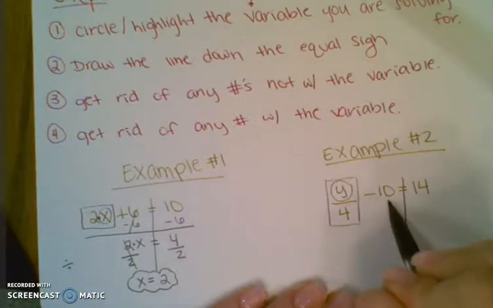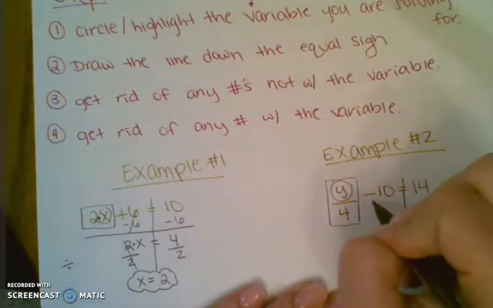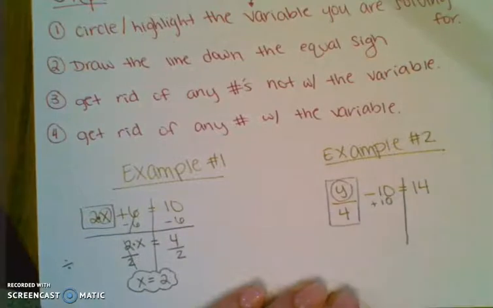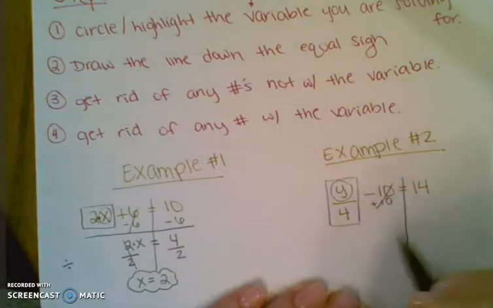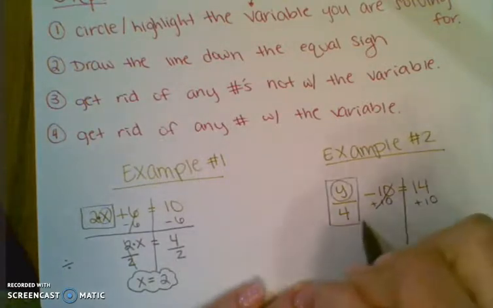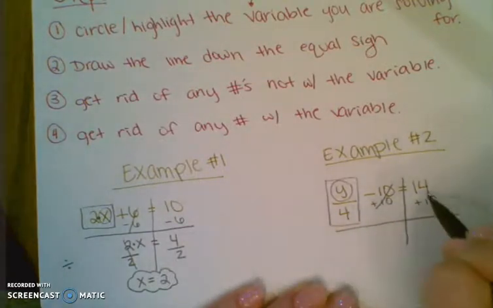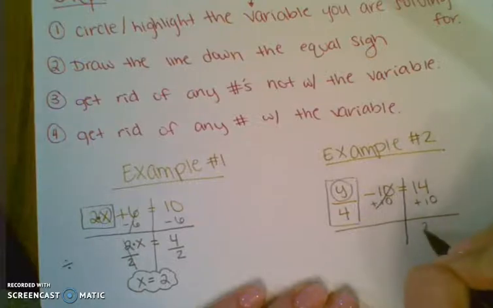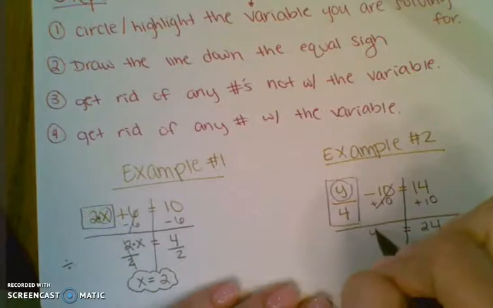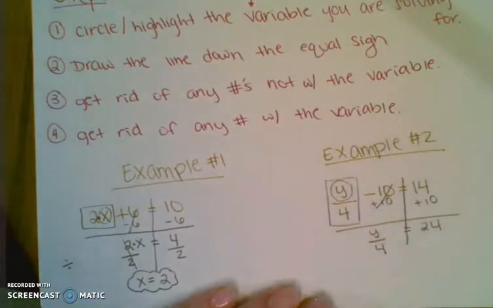So it's minus 10, so the opposite of minus 10 is plus 10. If I add 10 to the left side, I have to add 10 to the right side. So I do my math. 14 plus 10 is 24 equals. Bring down my y divided by 4.